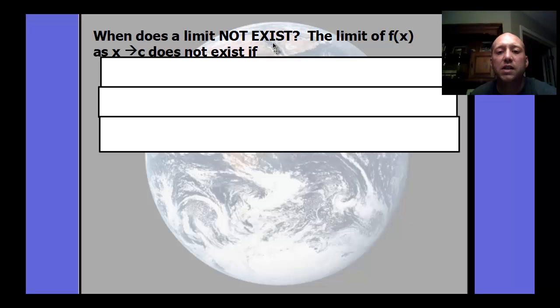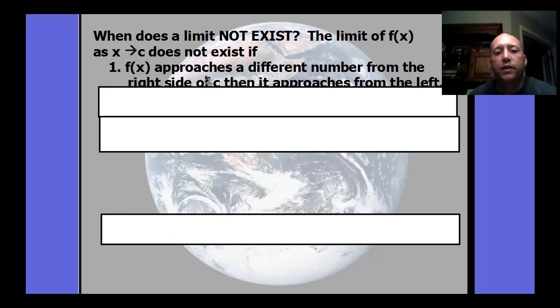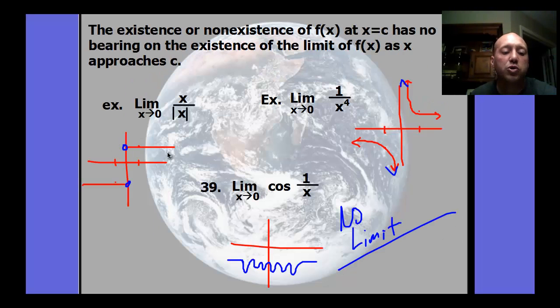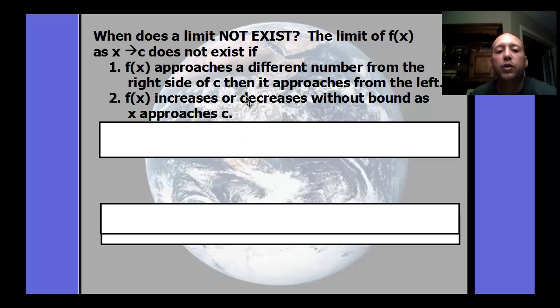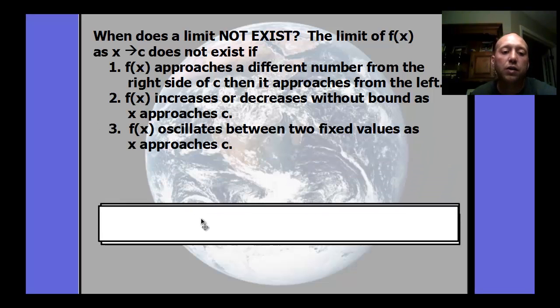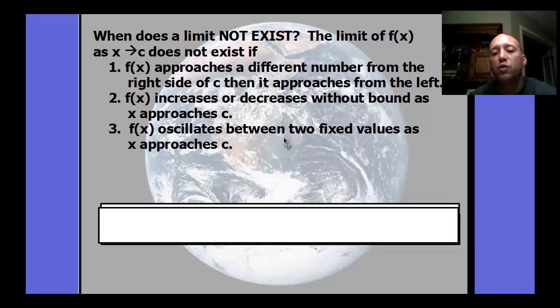The limit of f of x as x approaches c does not exist if f of x approaches a different number from the right side of c than it approaches from the left. As in the first example, our two horizontal lines are approaching a positive 1 and a negative 1. The second is if the function increases or decreases without bound, approaching negative or positive infinity, then there's no limit. And the third is if it's oscillating between two fixed values as x approaches c, then there's no limit.